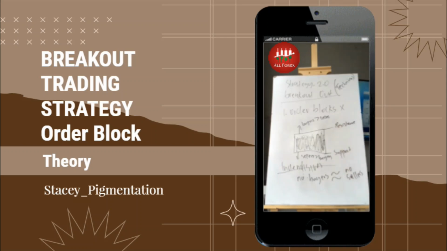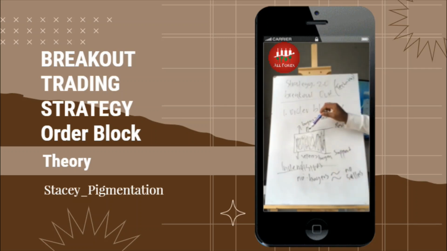So what we have to do now, we don't trade inside the order block. We wait for proper breakouts. A proper breakout is when you wait for a full candlestick to close outside the order block.